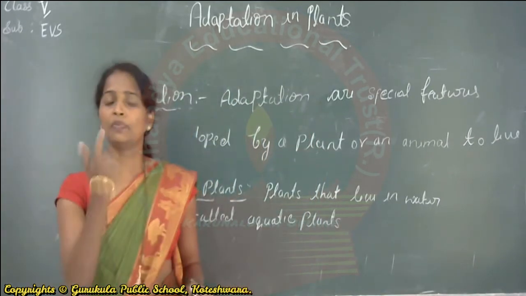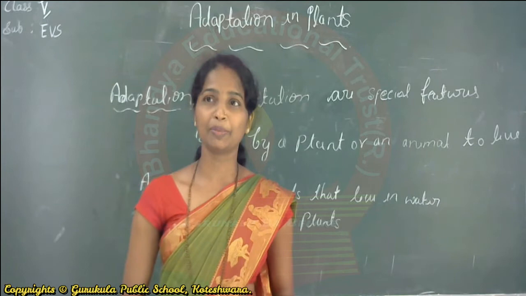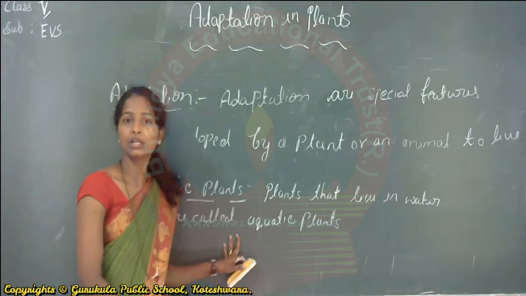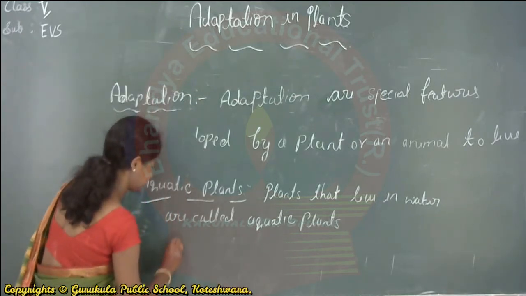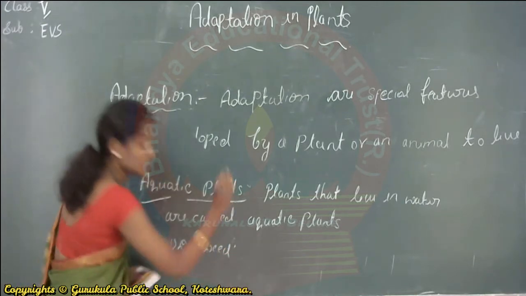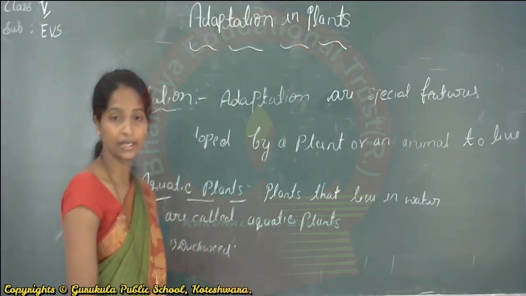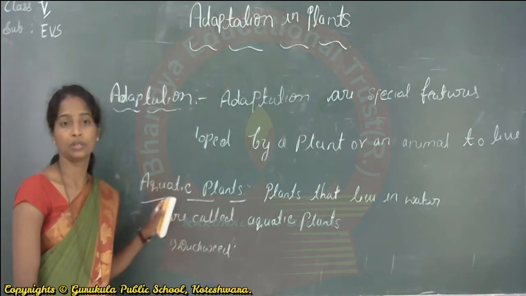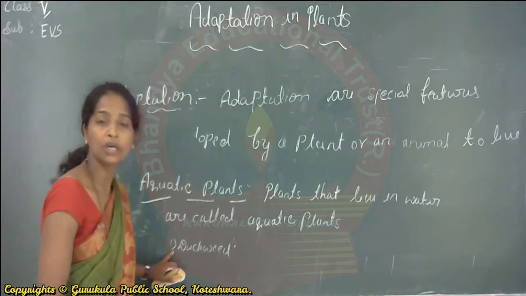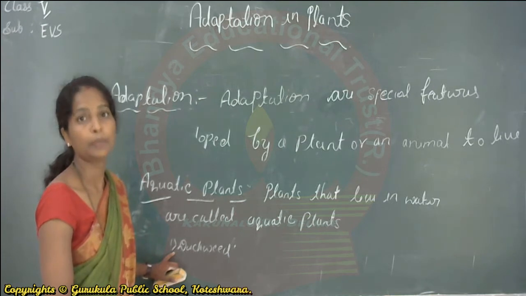Can you give one example of an aquatic plant? Duckweed. Yes, duckweed. That is an aquatic plant. It lives in water. Does it grow on land, children? No, it grows in water. It lives in water. It is called an aquatic plant.